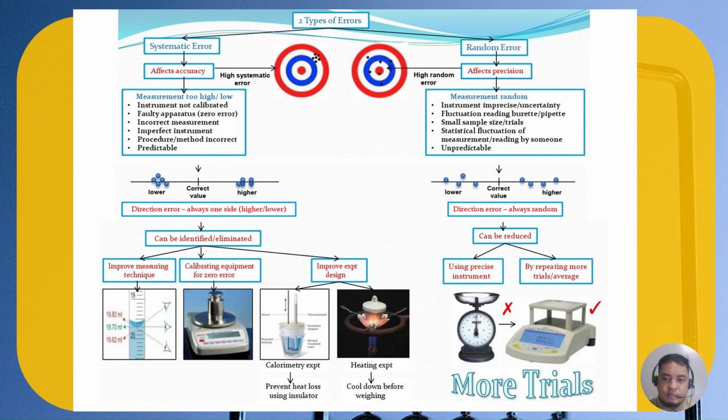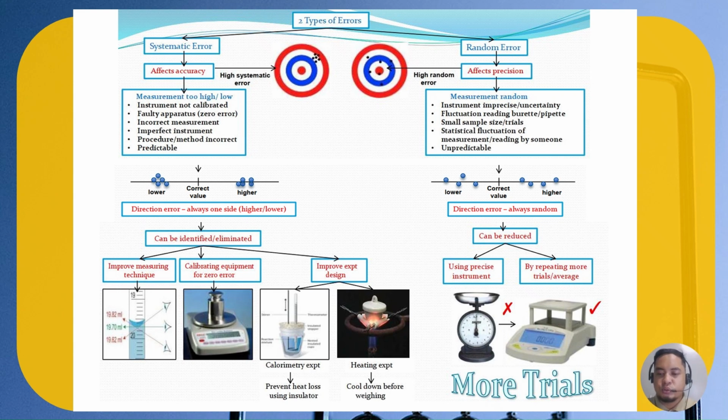So when we say systematic error, don't forget that it will affect the accuracy because in the very first place, the method is wrong and it generates a one direction result. And of course, that is going to be away from the true value. So it affects accuracy.